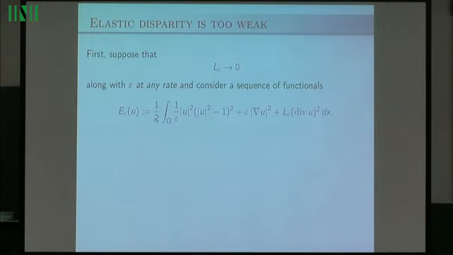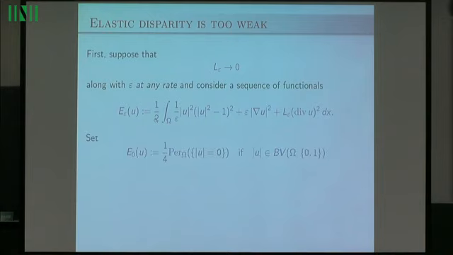So I'm going to consider two different cases. One case will end up being rather boring, and that case is when L is not a constant, but I allow L to depend on epsilon, I allow L to go to 0 along with epsilon. So that means that the disparity is sort of weak. It's still quite strong because L epsilon is much bigger than epsilon, but both go to 0.